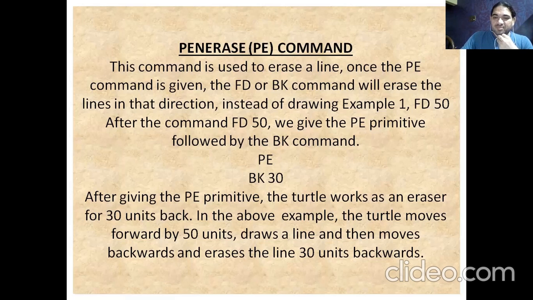In the above example, the turtle moved forward by 50, drawing a line, and then moved backward and erased the line 30 units backward. So we have seen how it is going forward. We have seen how it can go more forward without drawing a line. At the same time, we can use it as an eraser and bring it 30 units backward. That is BK.